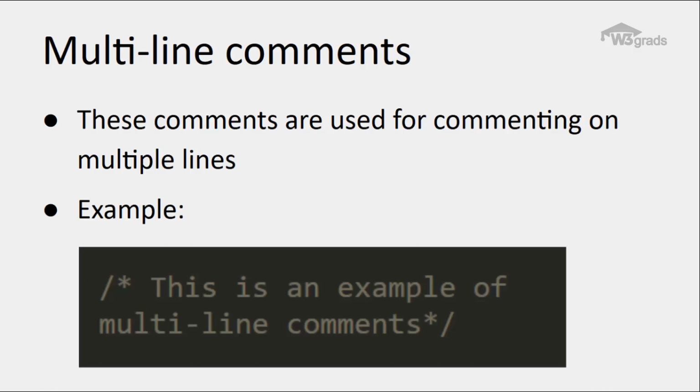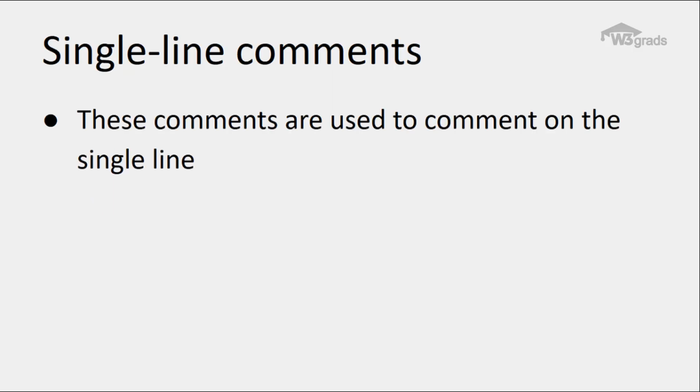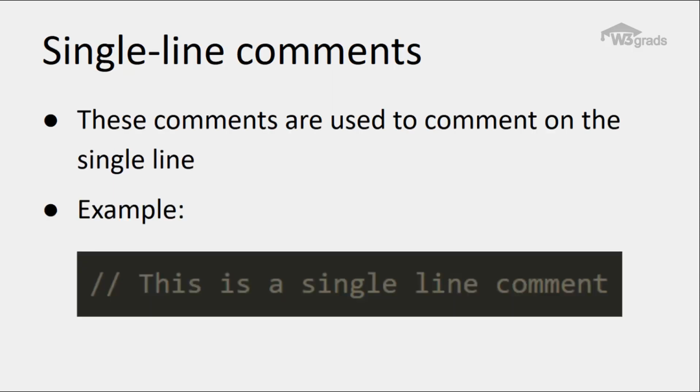Here is an example of a multi-line comment in JavaScript. It begins with a forward slash and an asterisk, and ends with an asterisk followed by a forward slash. Also, there are single-line comments, which are used to comment on a single line. Here is an example of a single-line comment in JavaScript. It consists of a pair of forward slashes. The next one is identifiers.